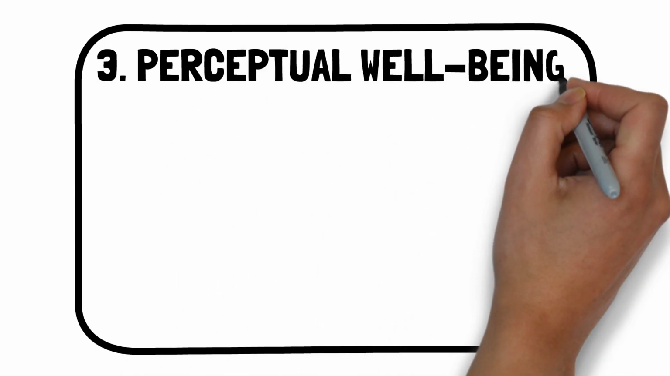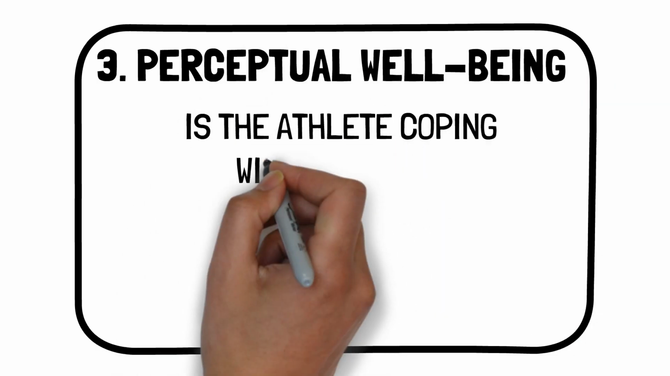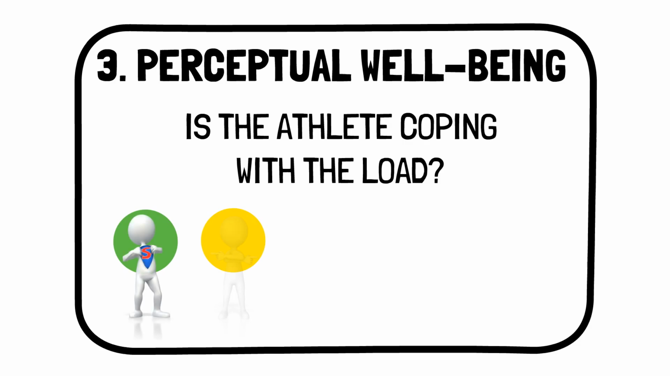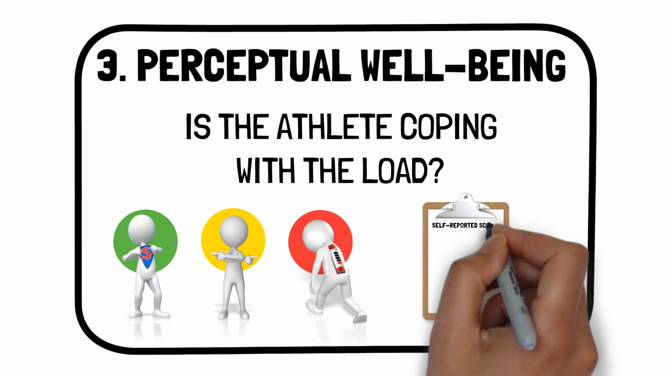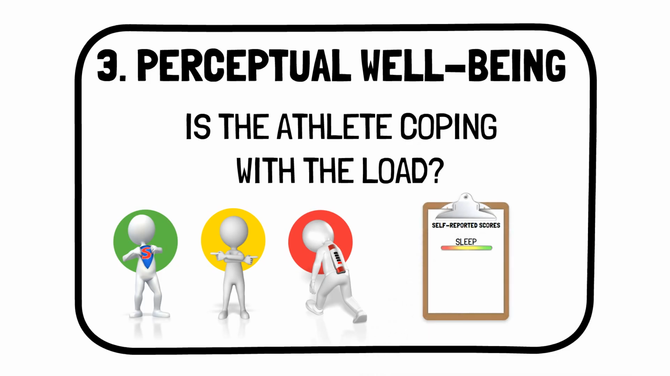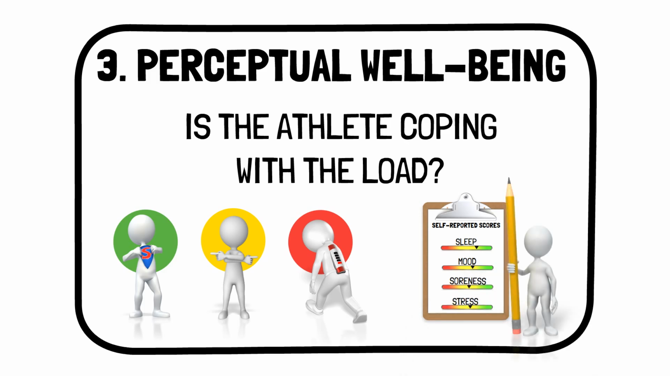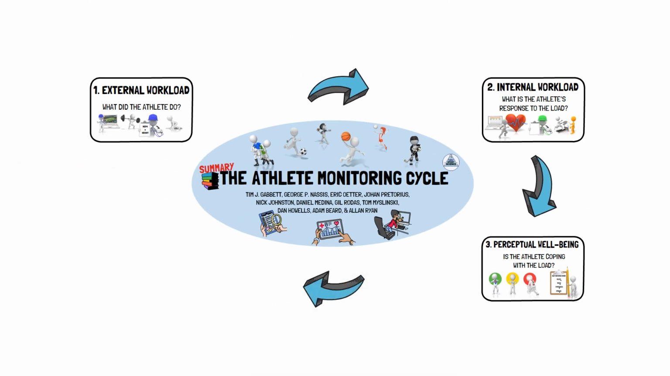Moving on to Step 3, perceptual well-being. This looks at how the athlete is coping with the load. Are they reporting high energy and motivation, or do they feel sluggish and mentally fatigued? Perceptual well-being can be assessed using self-reported questionnaires on sleep, mood, soreness and stress, for example. Understanding these factors helps determine whether adjustments to training or recovery are needed.